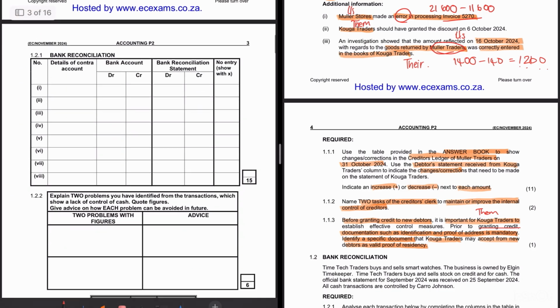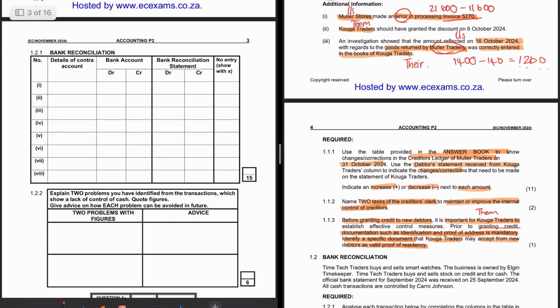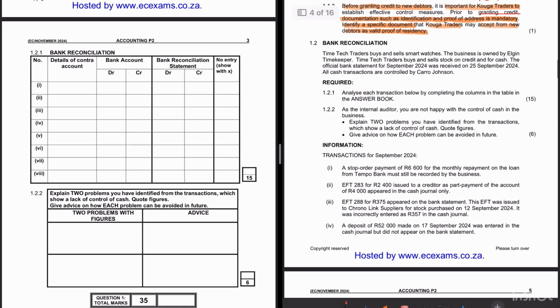Okay, let's continue to question 2, which is our bank reconciliation. Okay, so we have got, let's read it together. TimeTech Traders buys and sells smart watches. So what do we get from that statement? That we've got inventory, which is watches. The business is owned by Algan Timekeeper. TimeTech buys and sells on credit for cash. Buys and sells stock on credit for cash.